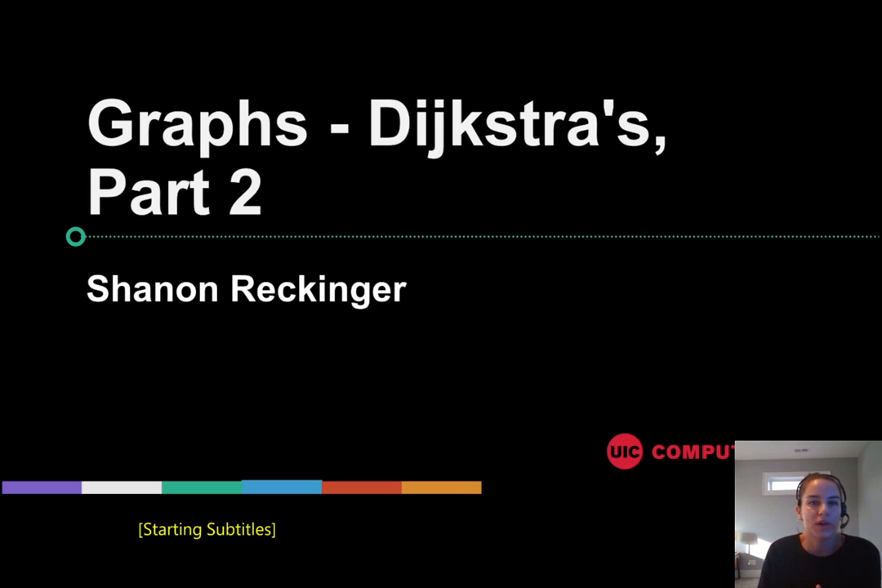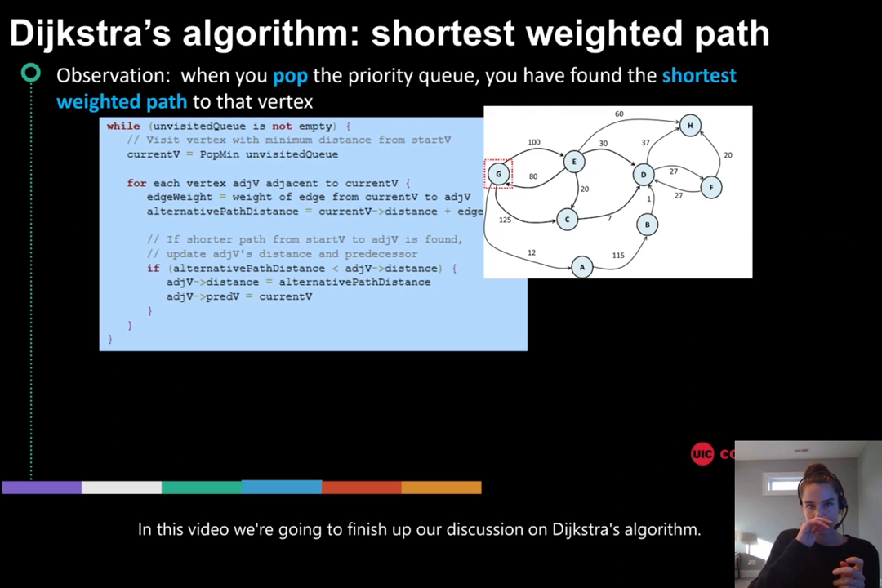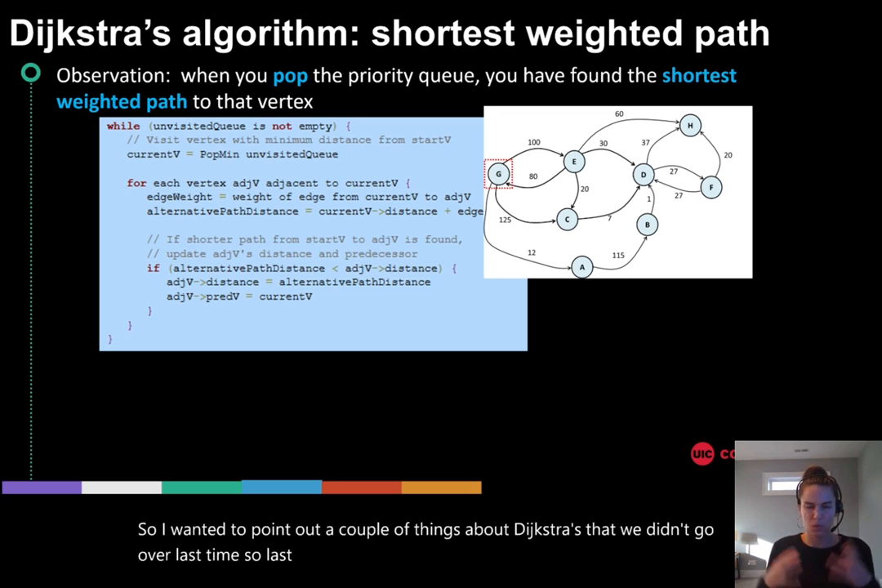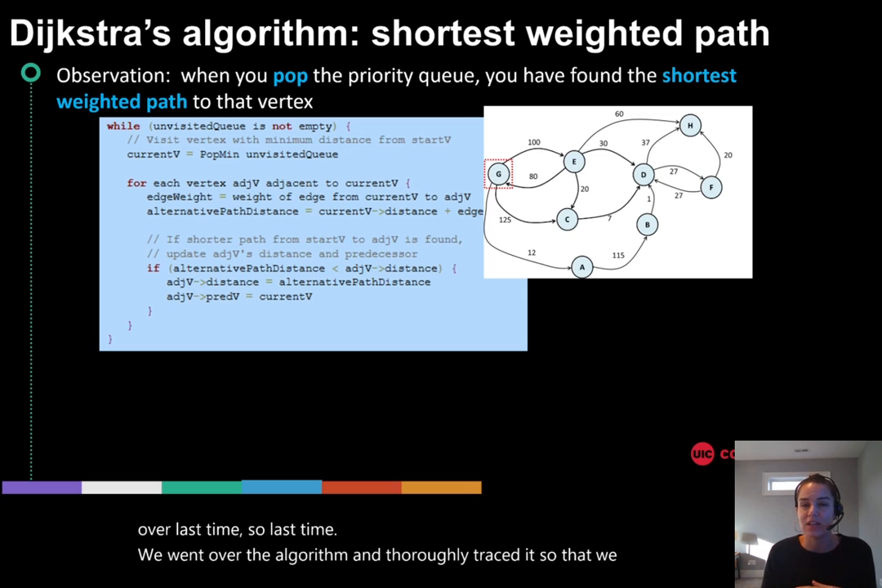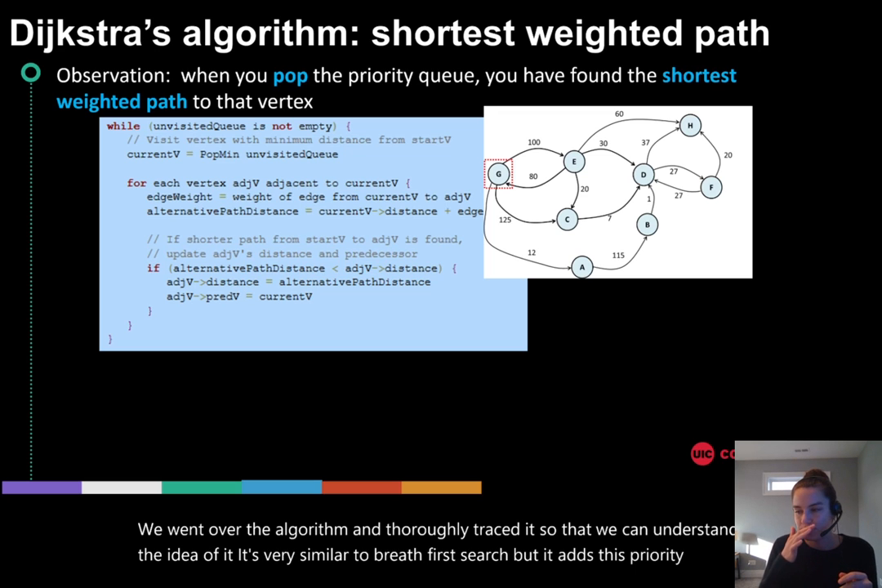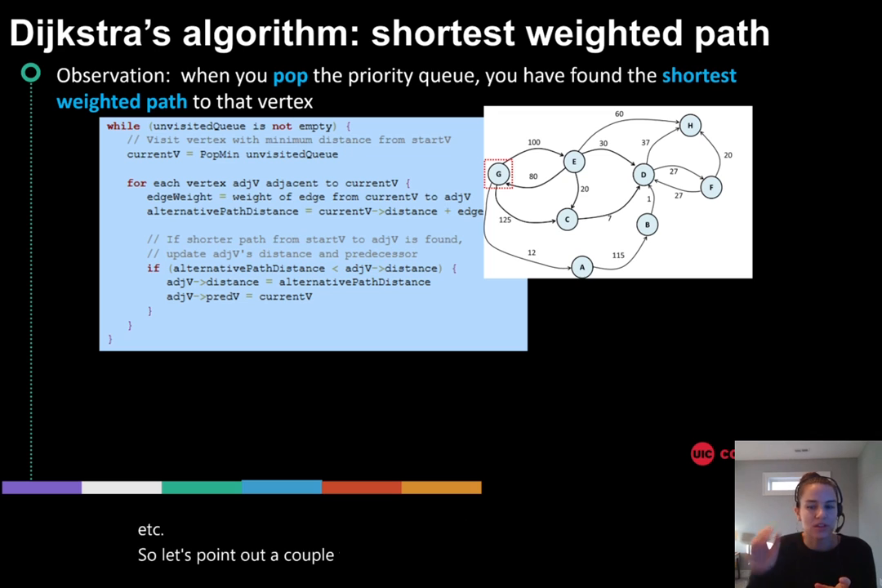In this video, we are going to finish up our discussion on Dijkstra's algorithm. I wanted to point out a couple of things about Dijkstra's that we didn't go over last time. Last time we went over the algorithm and thoroughly traced it so that we can understand the idea of it. It's very similar to breadth first search, but it adds this priority queue, etc. So let's point out a couple things about the algorithm that are important to think about.